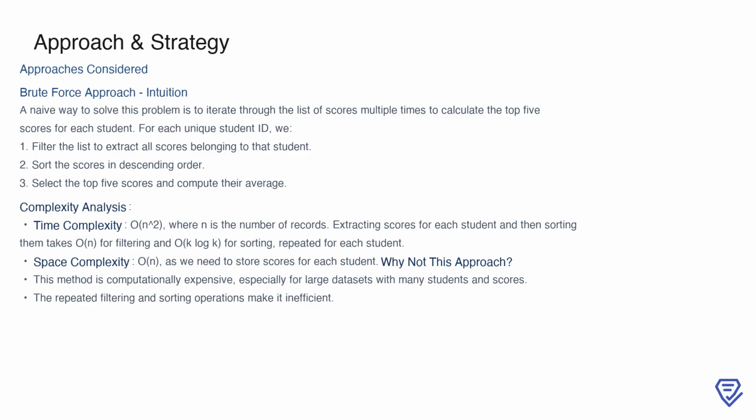When this process is repeated for every student, the overall time complexity becomes O(n squared) in the worst case. Additionally, we need extra space to store the scores for each student, resulting in O(n) space complexity. This approach is not practical for large datasets because it relies on repeated filtering and sorting operations, making it computationally expensive and inefficient for scaling with more data.